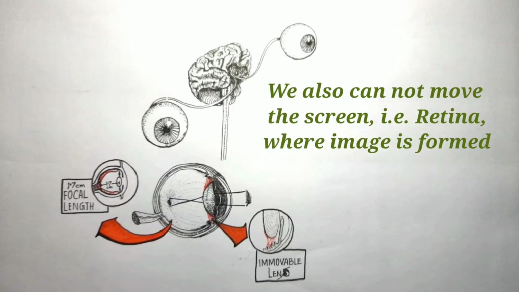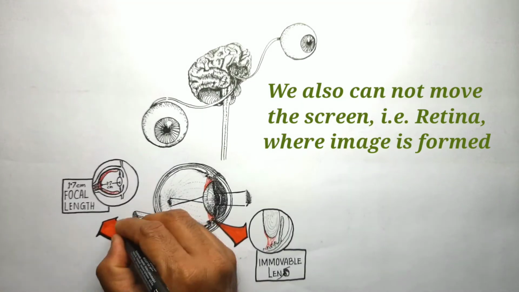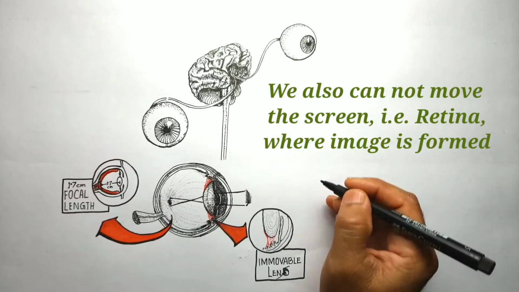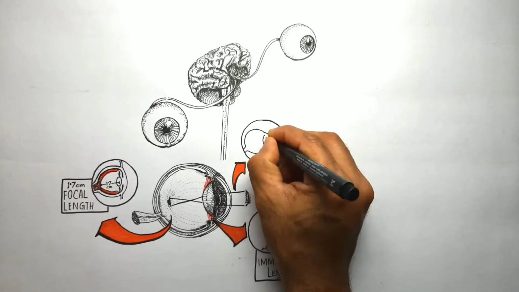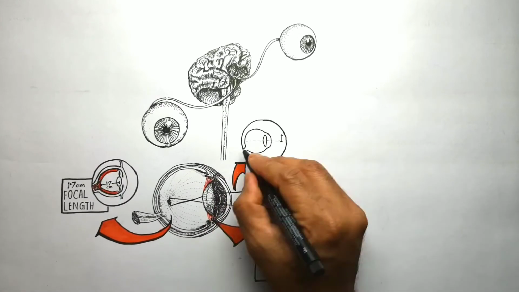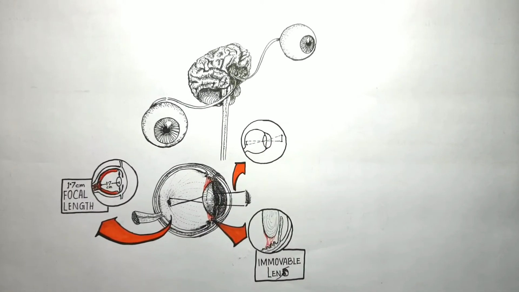What does it mean? It means that our lens is bound to focus the light rays coming from the object on the retina, which is located just 1.7 centimeter behind it. The third limitation that I am about to tell you is another major obstacle to view small objects, and it is the so-called near point, beyond which the eye cannot focus.